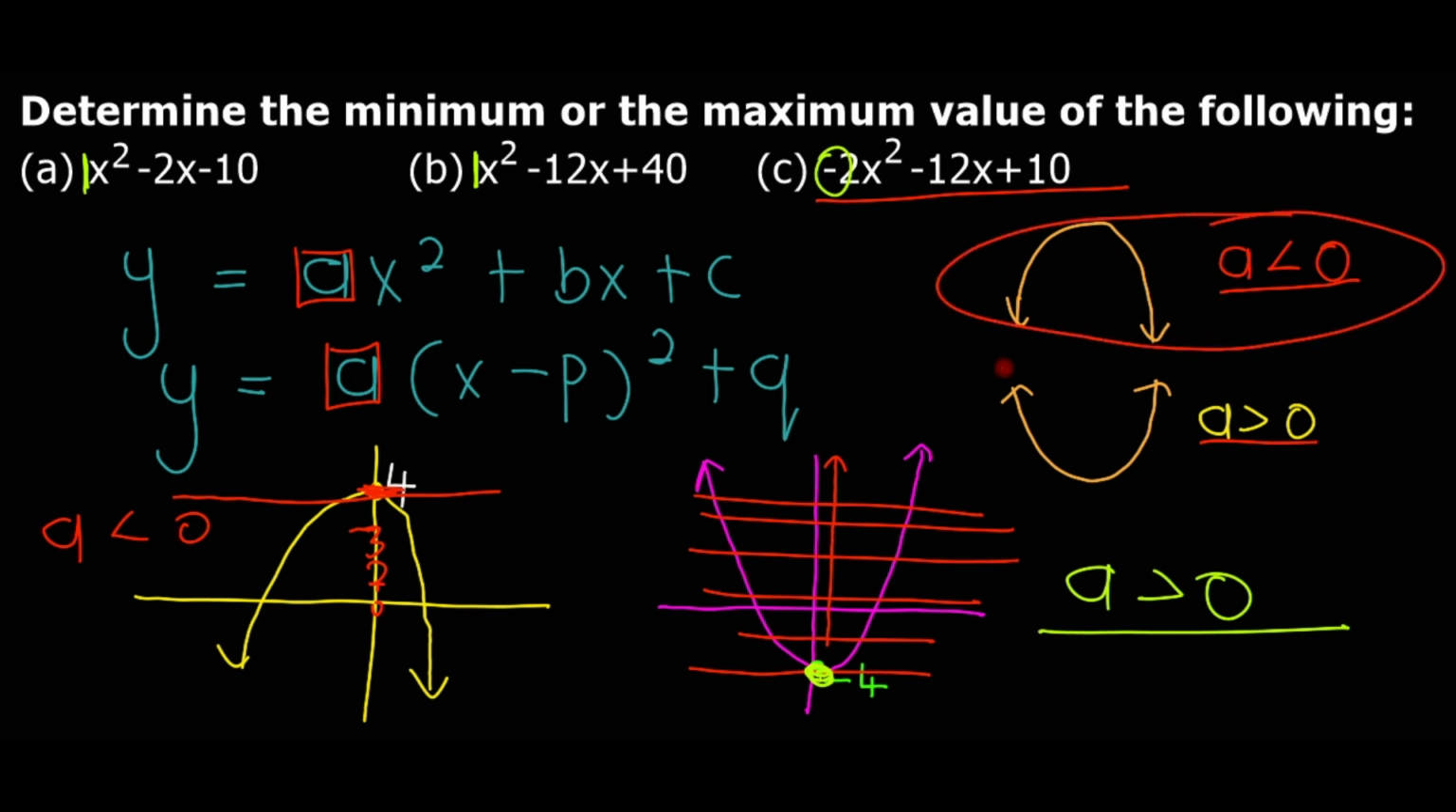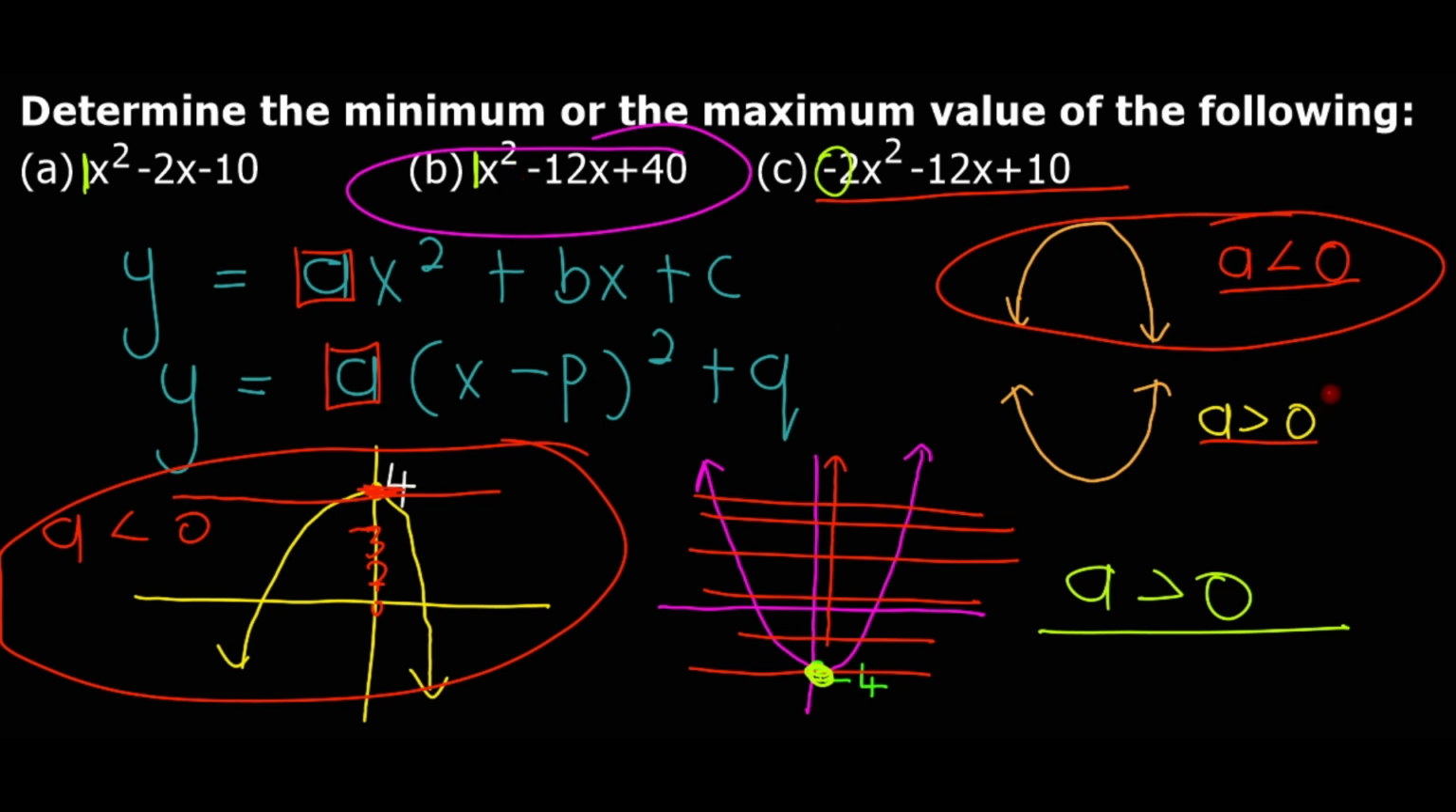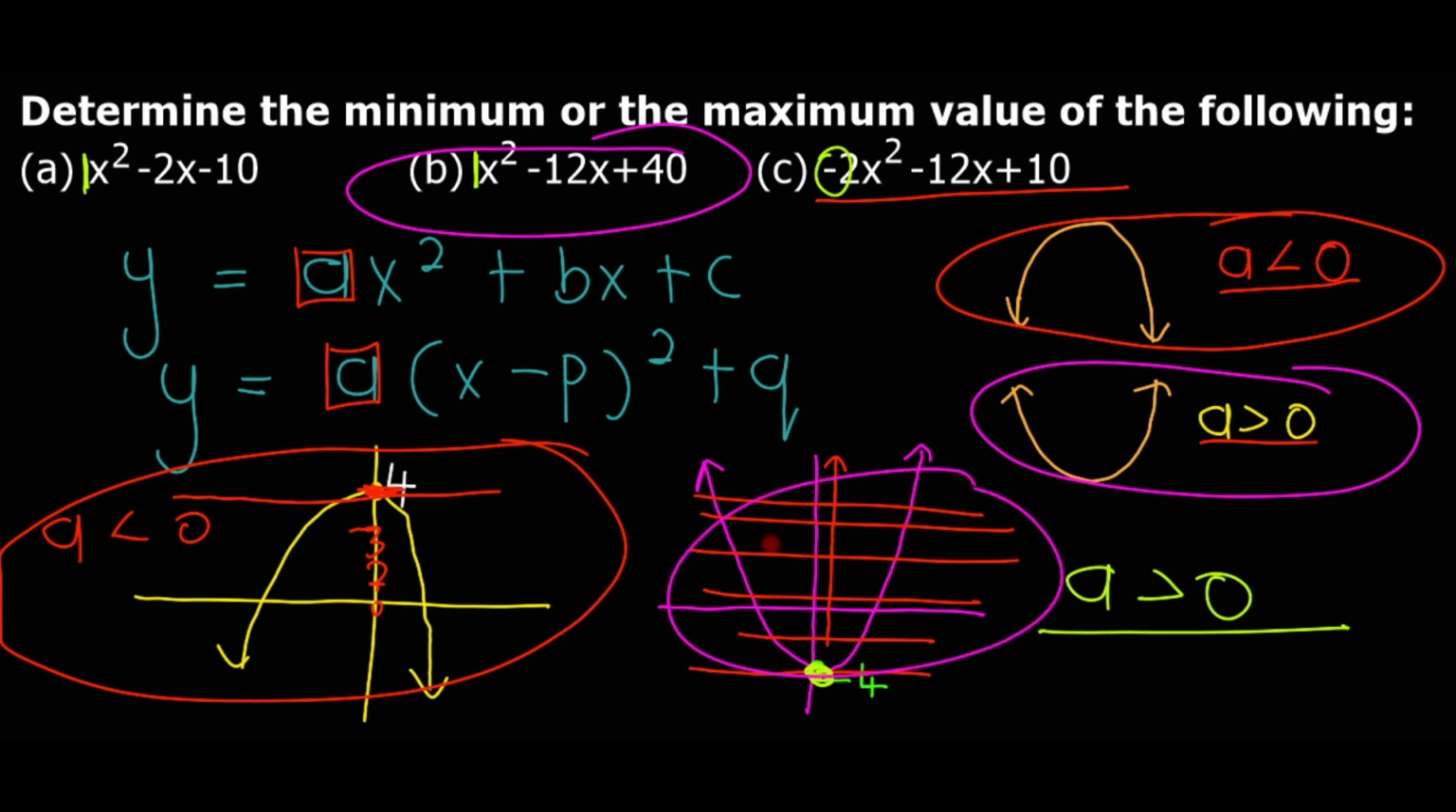And then because of this shape, we will have a maximum. And this one, because it is positive, will have this shape, and then we will have the minimum. So what is important first is to look at the value of a, whether it is positive or negative. But now let's see what is the minimum and what is the maximum.